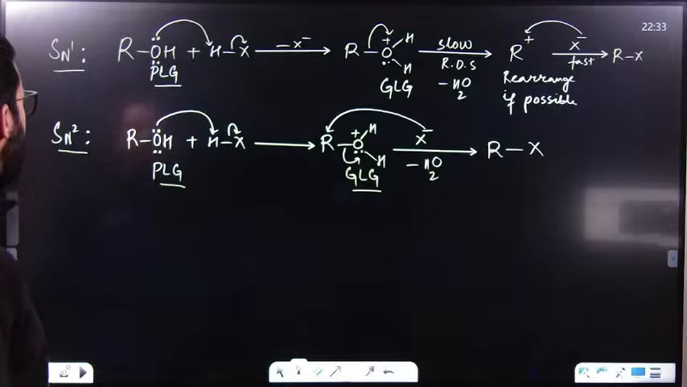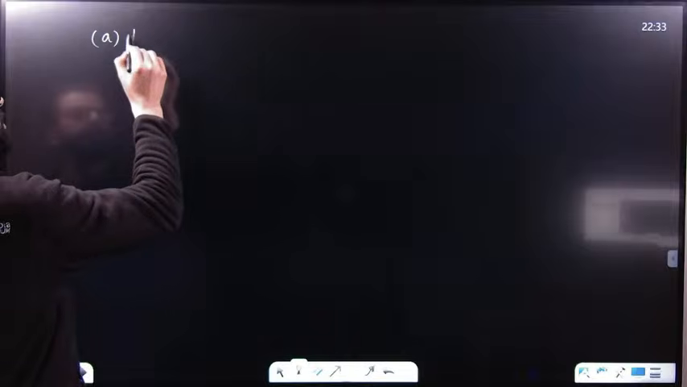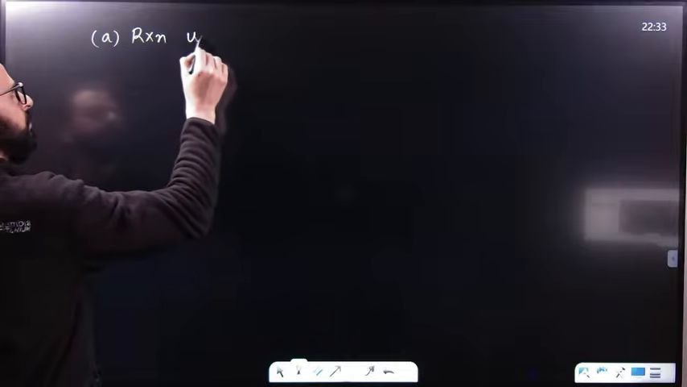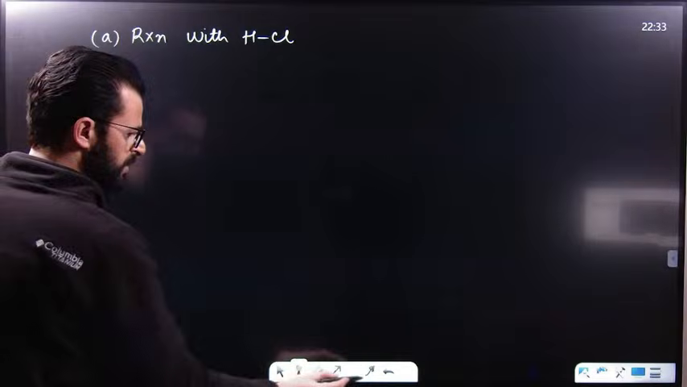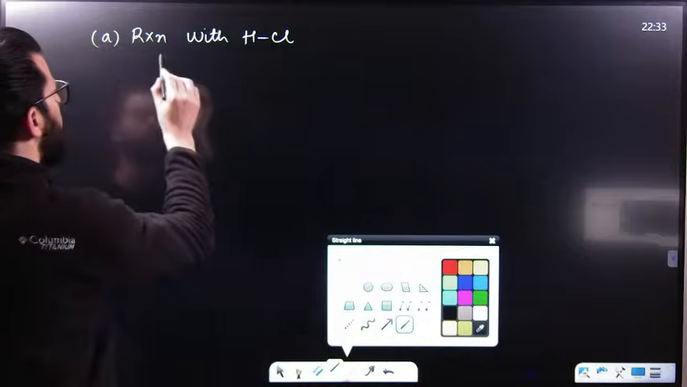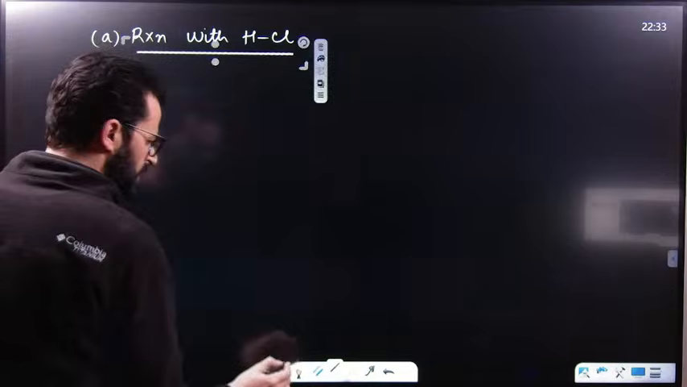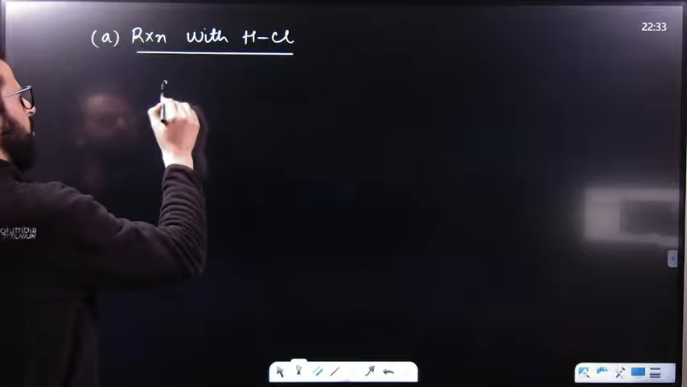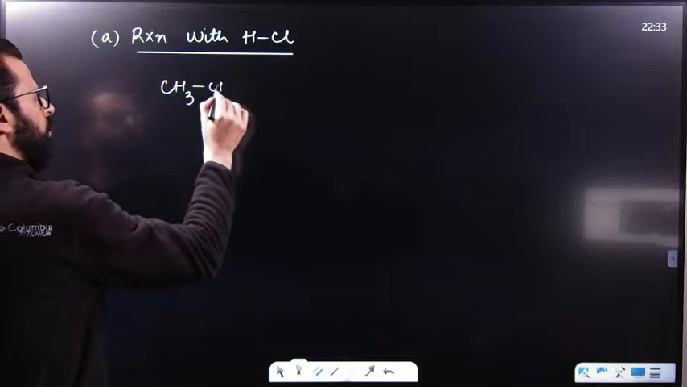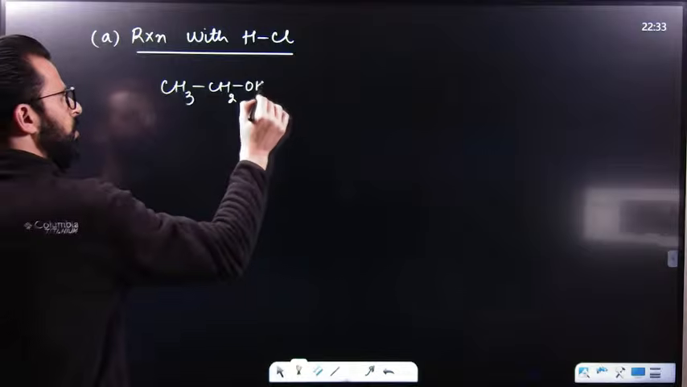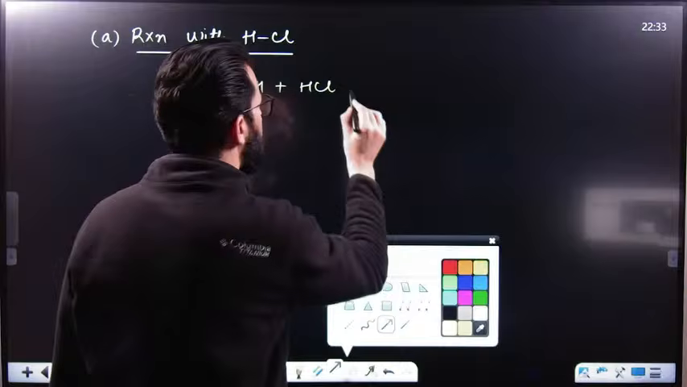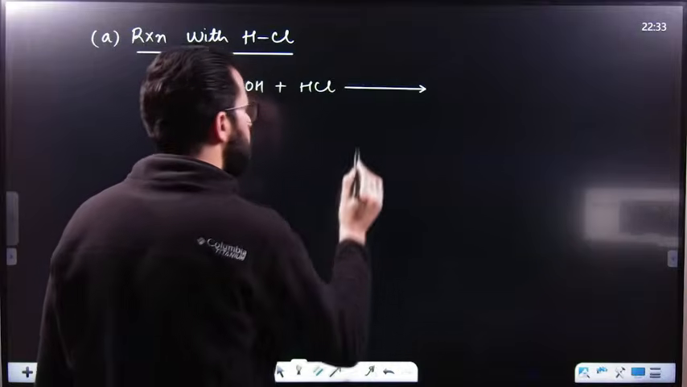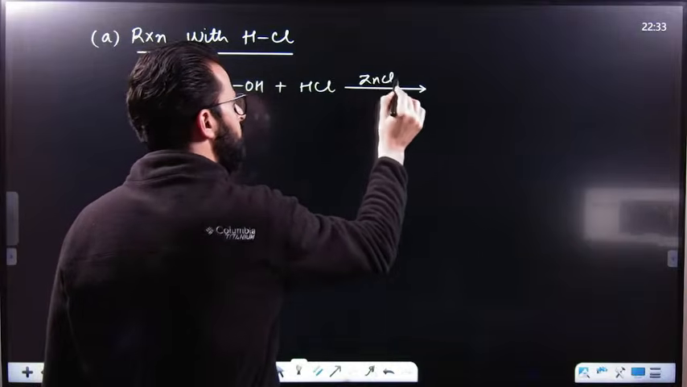Now, after that, we have to write down reaction of alcohol with HCl. Have a look. Now, if we are having 1 degree alcohol, and we need anhydrous zinc chloride at that time.